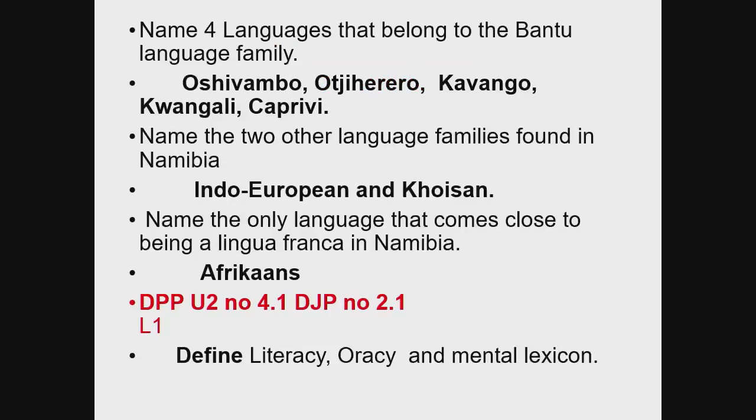English. Name 4 languages that belong to the Bantu family. Oshivambo, Oshiherero, Kavango, Kwangali, and Caprivi. Name 2 other language families that are found in Namibia. Indo-European and Khoisan families. Name the only language that comes close to being a lingua franca in Namibia. Afrikaans. For the DPP, Unit 2, number 4.1, or the DJP, number 2.1, define literacy, oracy, and mental lexicon. The definitions are in your study guide, so you can just go and find them in that place.